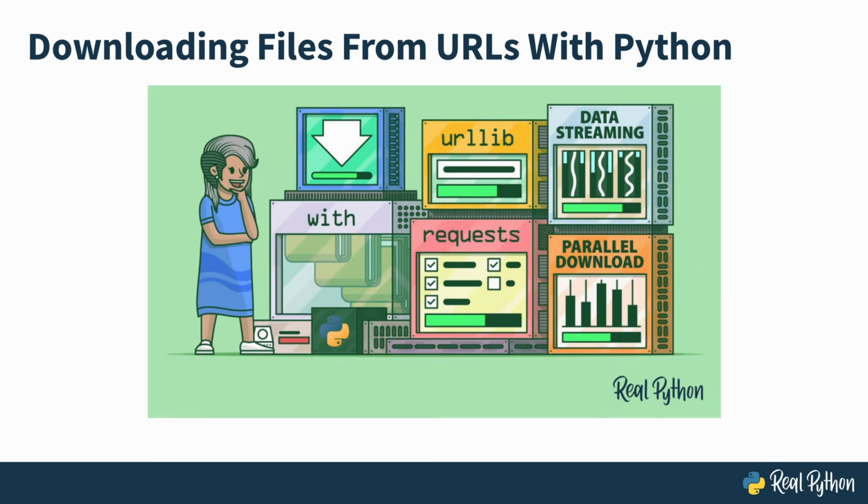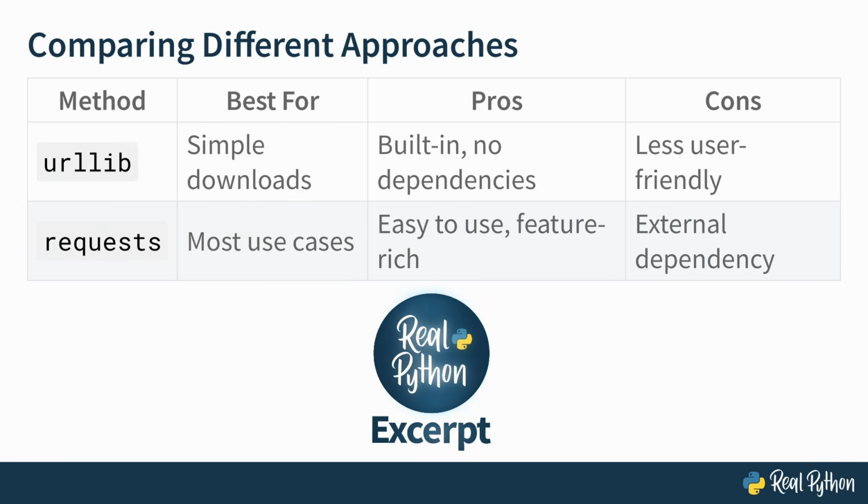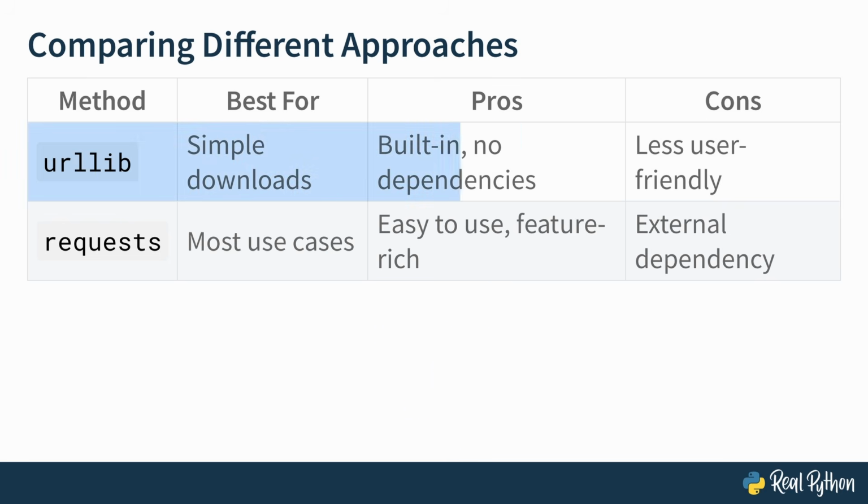Knowing how to pull files from the web is a core skill. Let's compare urllib and requests side by side. urllib is best for scripts where you need zero external dependencies. Its biggest pro is that it is built in. You can run your script on any machine with Python installed. However, the API can feel a bit clunky and less intuitive.